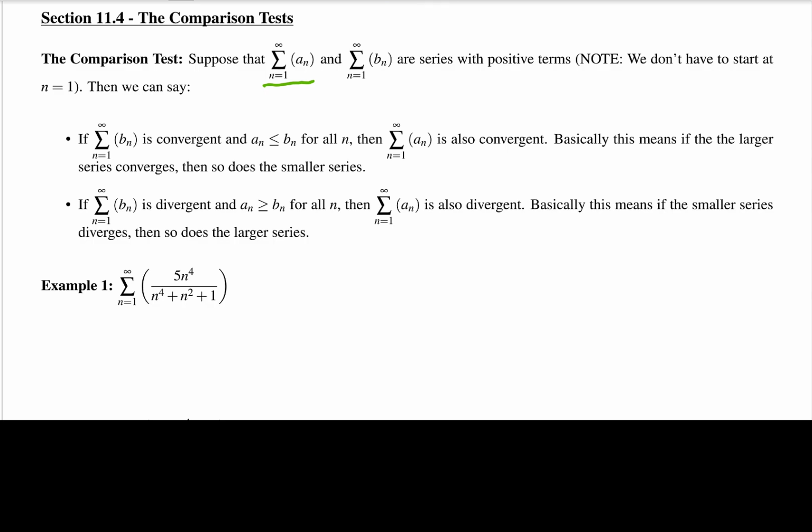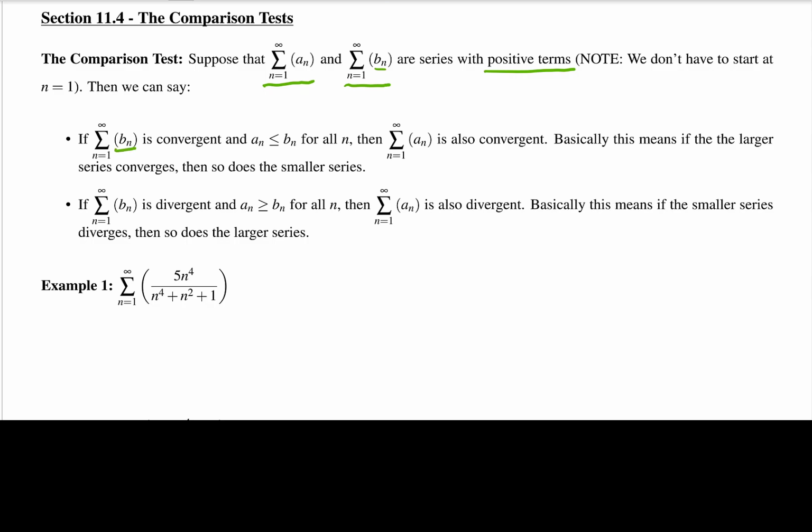So what we're going to do is compare it with some series of some sequence b sub n. Right? Now the important thing to mention here is that both of these series have to have positive terms, and that even though I'm writing that we have some sum from n equals 1 to infinity, we don't have to start at n equals 1. And so here's what we can say.